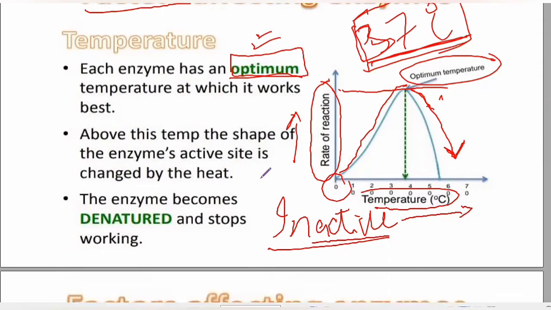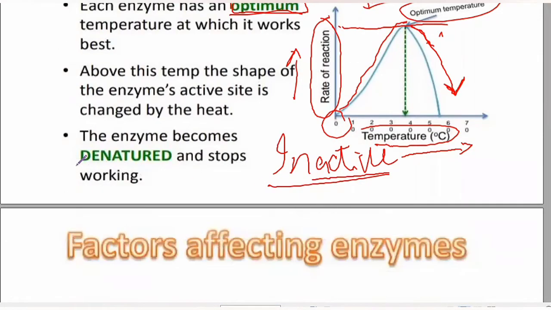So this point is known as the denaturation of the enzyme. When the three-dimensional globular structure is lost after optimum temperature or at high temperature, enzymes are said to be denatured. Enzymes are actually destroyed, but for enzymes, we do not use the word destroyed. There is a term, denaturation, which is used for the enzymes. Understood?